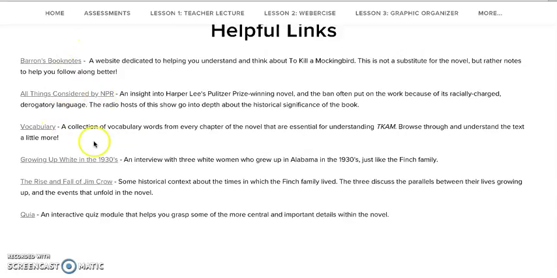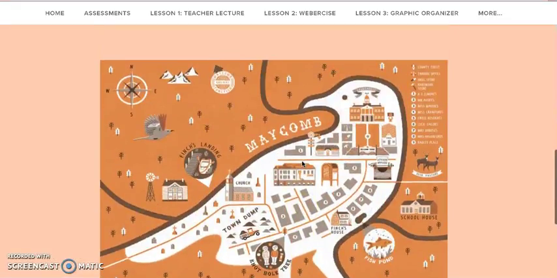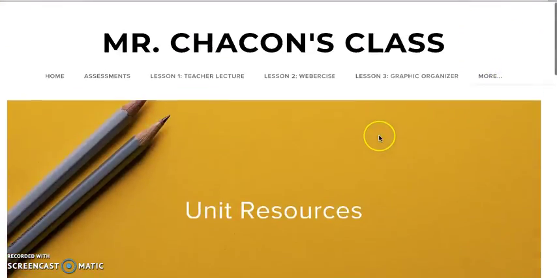And then something to help students out is going to be Barron's Book Notes, just a book notes reference guide for students to understand the novel better, vocabulary that is used inside the novel to help them understand the book better, and then some historical context with the rise and fall of Jim Crow, and an interactive quiz module that helps them grasp some of the central details just a little better. And then that is my whole unit.